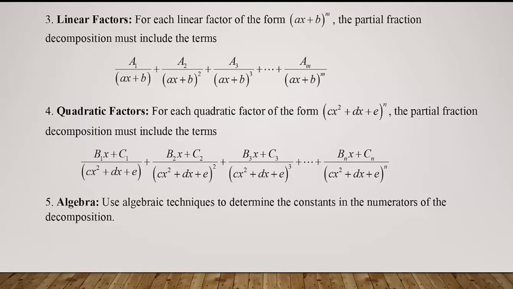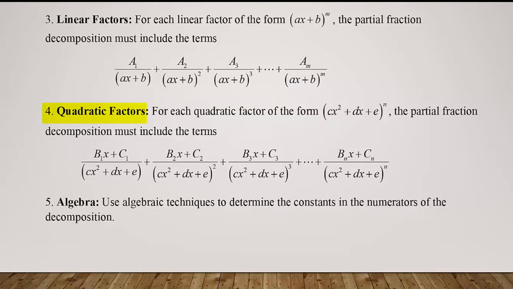It's just saying each linear factor must be accounted for. You have to set up a partial fraction for each linear factor in the denominator. So once you factor that denominator, number 3 is telling you what to do with the linear factors. Number 4 is telling you what to do with the quadratic factors.